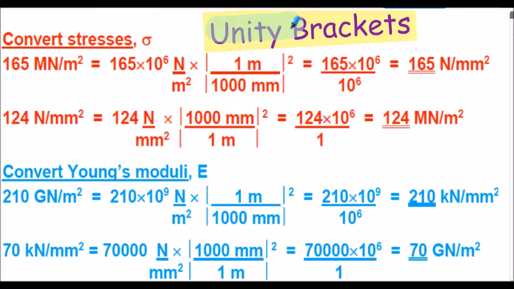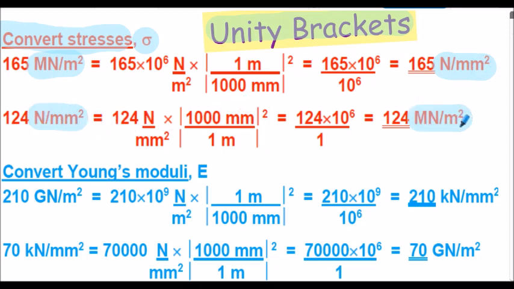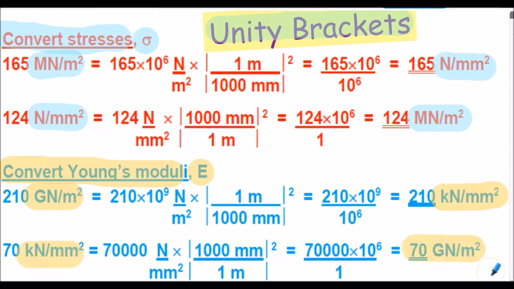Unity brackets continued. I've also shown here, for reference, conversions of stresses, sigma, from meganewtons per meter squared to newtons per millimeter squared, and also the reverse conversion, and a similar conversion for elastic moduli, again from giganewtons per meter squared here into kilonewtons per millimeter squared, and vice versa. So again, just showing you the unity brackets should you need to undertake any conversions within the exercises.